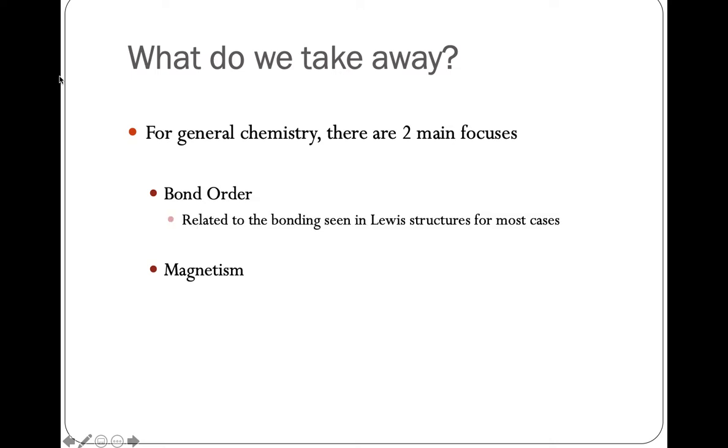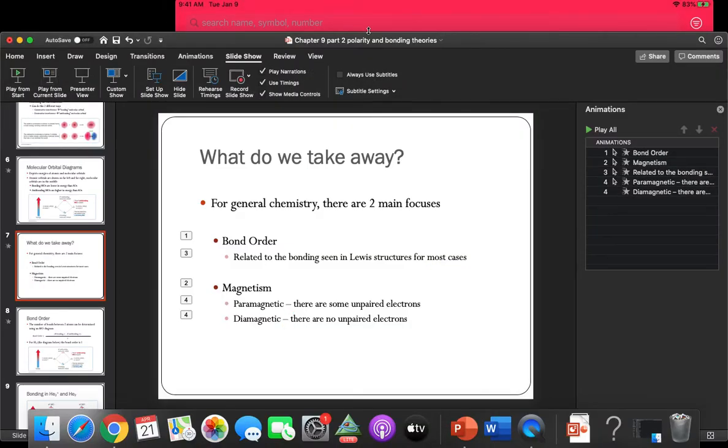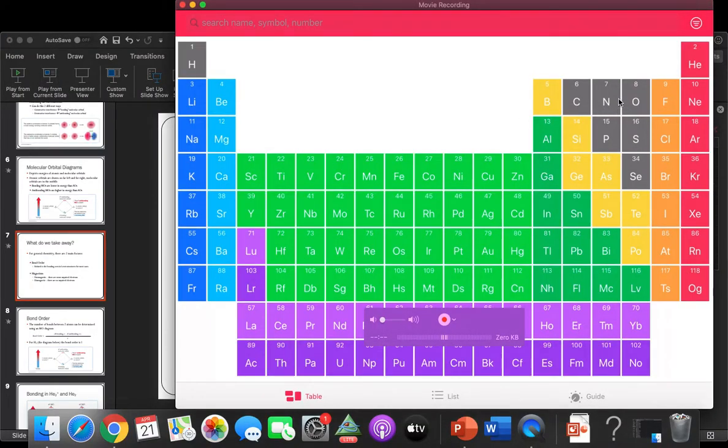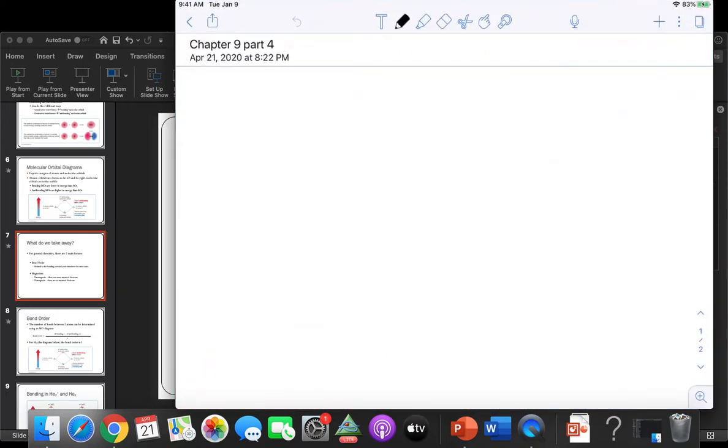I'll show you how to do that as we get to some examples at the end as well. Now, in terms of the end goal, the pieces of information we can find from these molecular orbital diagrams, first is bond order. Bond order correlates really well to what we see out of Lewis structures. So for instance, let's say we draw a Lewis structure for N2. That's something we've done in the past.